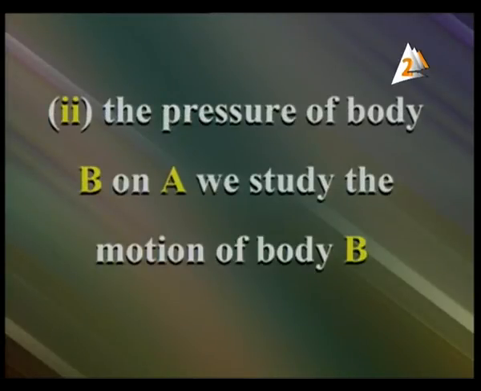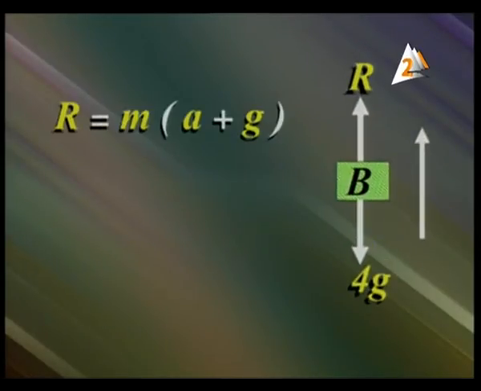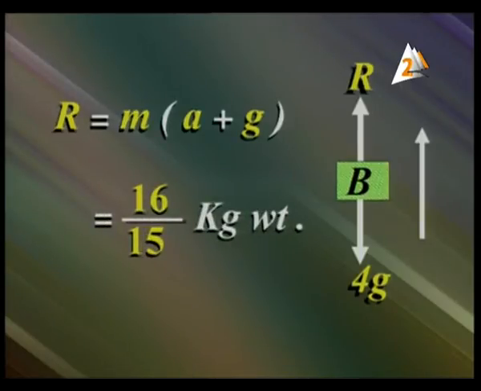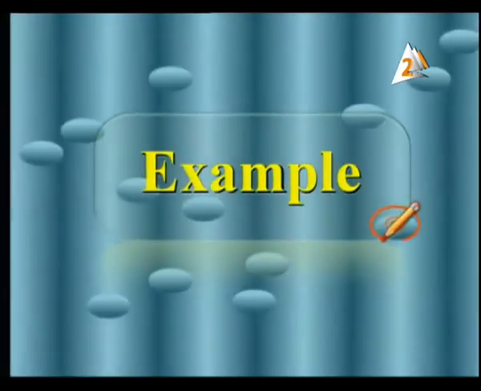Number 2, the pressure of body B on body A. We study the motion of body B. Therefore, R equals M times (A plus G). And here, as you see in the figure, on body B, R is upwards and its weight is 4 kilogram weight downwards. So, R equals 16 over 15 kilogram weight. Now, let's go to another example.